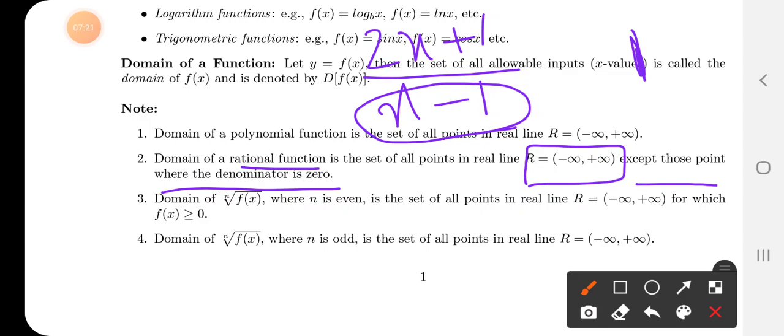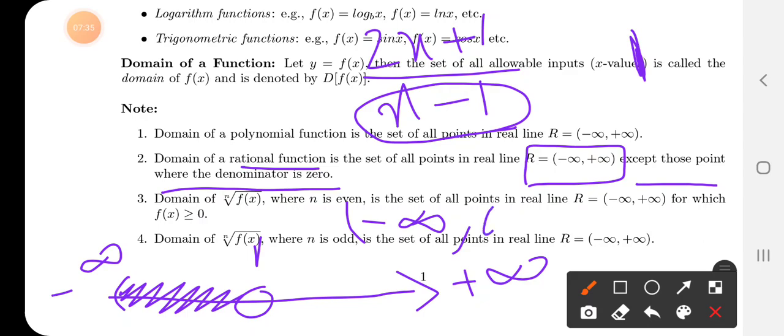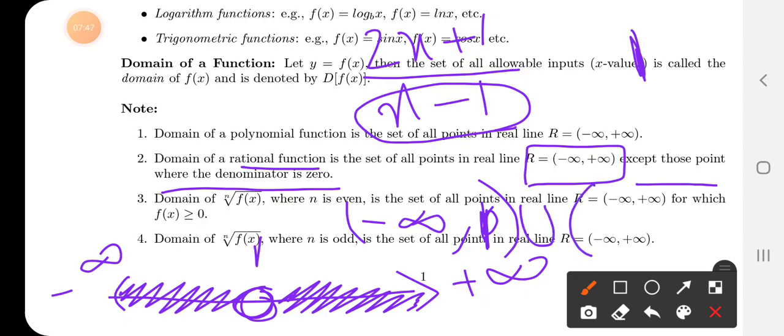So if I exclude this, my domain was from negative infinity to plus infinity, and I want to exclude this 1 here, so I need this part. So the answer will be minus infinity till 1, not including 1. 1 is not included, this is open, and then union, again I have to start from 1 till plus infinity. So 1 is neither here nor here, that's why it's open.